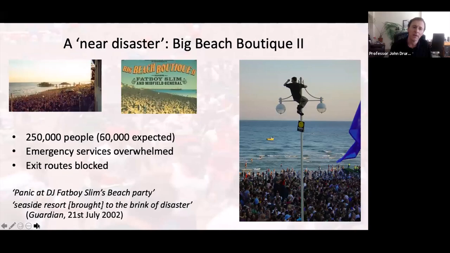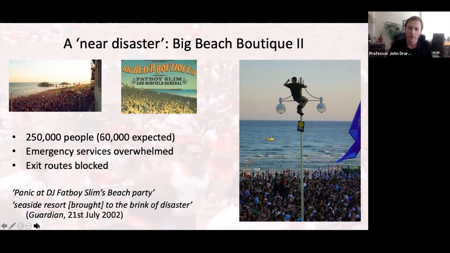Here's an example. In 2002, we had an event here in Brighton, which was almost a disaster. This is notorious now, or famous now, in the industry. The organisers advertised a free beach party with Fatboy Slim and other international DJs, planning for 60,000 people and getting 250,000 people all at the same time on Brighton Beach, which is equivalent to the entire population of Brighton and Hove all at the same time. And so the emergency services, the safety group, the security personnel, all overwhelmed, all the safe space, all the emergency exits overwhelmed.